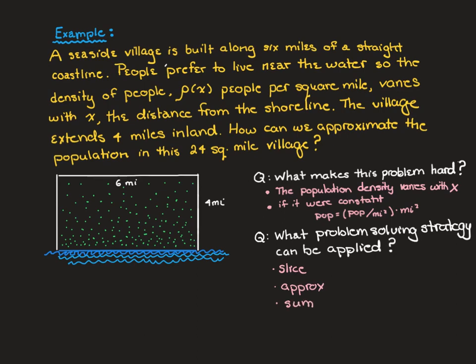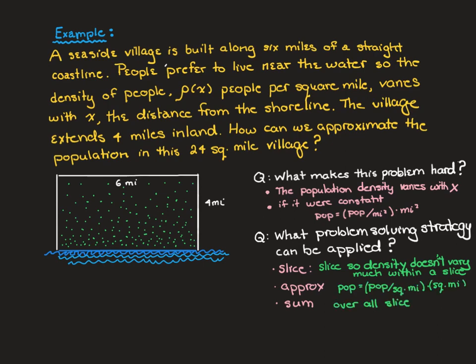What is the criteria for slicing? We slice so that density doesn't vary much within a slice. And then on a single slice, we can approximate by assuming that the density is constant and take density times square miles. And then we're going to sum over all of the slices. Take a moment to think about how you would slice this. Pause the video, make a decision, and then come back and join us.